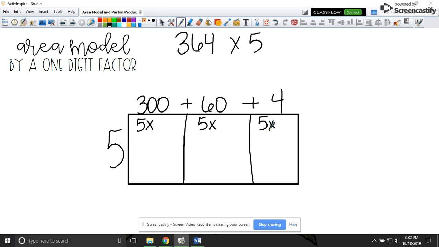Now we're going to take our other part of our factors and drop them down into the boxes they belong in. So 5 times 300 would go here, 5 times 60, 5 times 4.